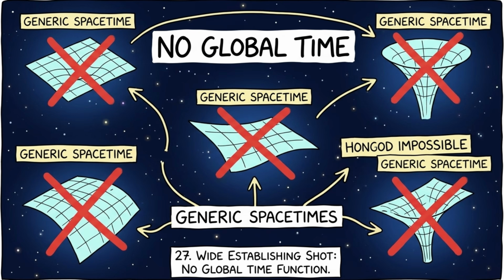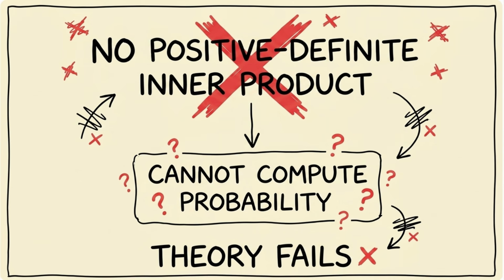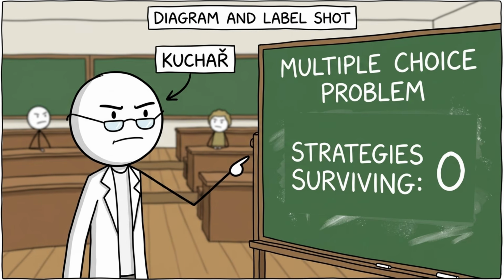Generic spacetimes admit no global time function at all, and nobody has produced a positive definite inner product for the resulting states, which means the theory still has no agreed way to compute a probability. Kuchař gave the sharpest version of the failure a name, the multiple choice problem, and 6 decades on, the count of strategies that survive it is 0.